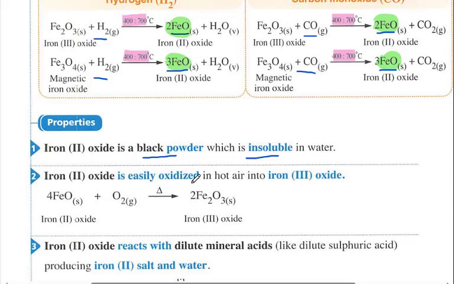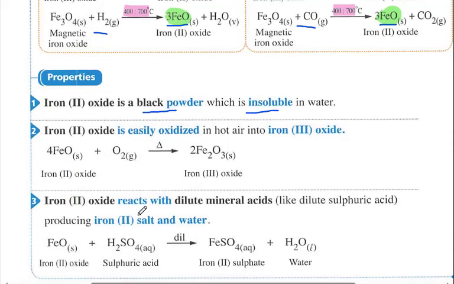Okay, ferric oxide is higher in oxidation state, ferrous here is lower. So ferric can be reduced to ferrous. Iron 3 can be reduced to iron 2. Iron 2 is oxidized into iron 3 oxide.